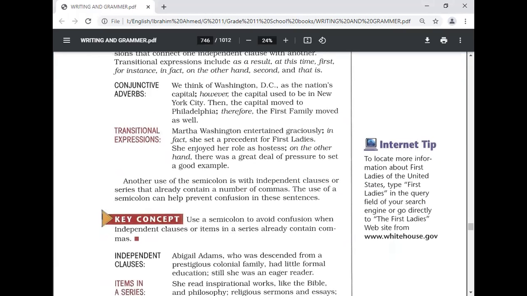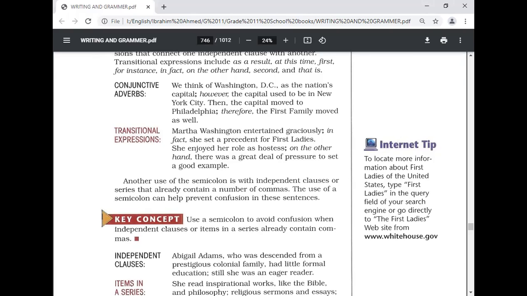Transitional expressions: Martha Washington entertained graciously; in fact, she set a precedent for first ladies. She enjoyed her role as hostess; on the other hand, there was a great deal of pressure to set a good example. See how the semicolon is used here before this transitional expression, which is in fact, and the other transitional expression, which is on the other hand.